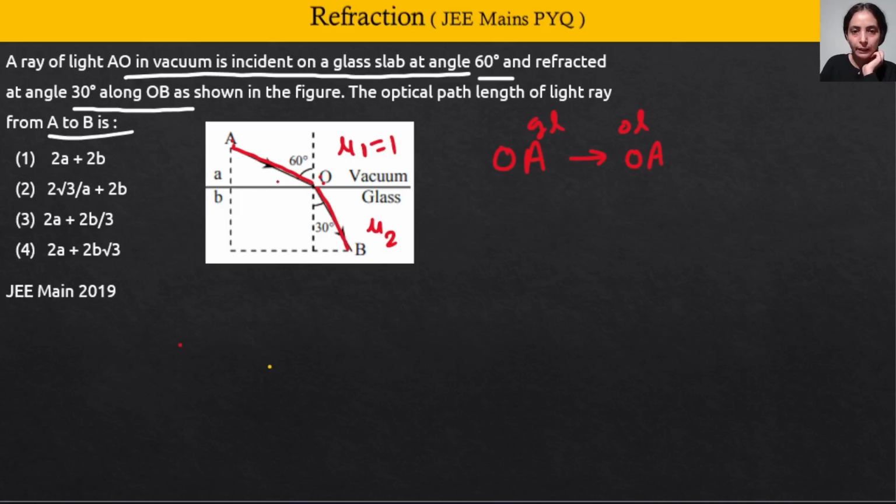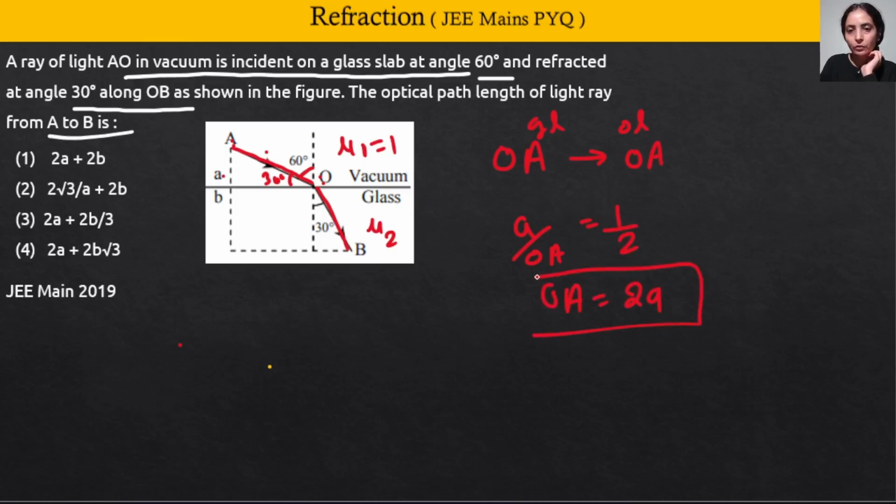So what is this OA? अब देखो यहाँ पे in the terms of A we can calculate. If this is 60, this will become 30, right? And if this is 30, then A by OA you can write as A by OA. So this is sine 30, right? So this will become half and OA is equal to how much? 2A. So OA we know.